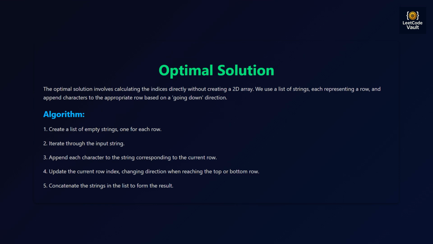Optimal solution. The optimal solution leverages a clever observation. Instead of building the zigzag structure, we can directly reconstruct the final string by carefully tracking the movement of the characters as they populate the rows. We can achieve this with a single pass using O(n) extra space.